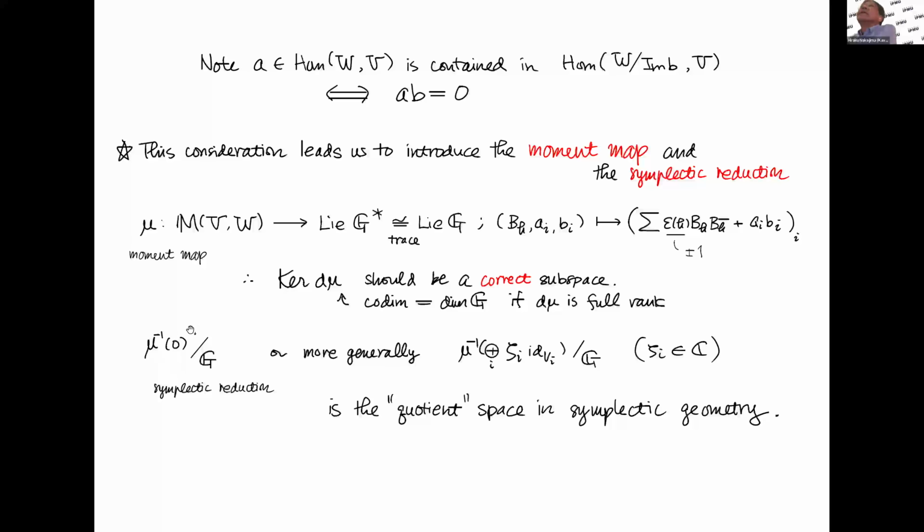So this quotient space you can consider, because the moment map equation is preserved. And by the general theory in symplectic geometry, which I just explained only in the main points of the argument, you can show that this quotient space is a correct quotient space in symplectic geometry. So this is called symplectic reduction. Okay, any questions so far?